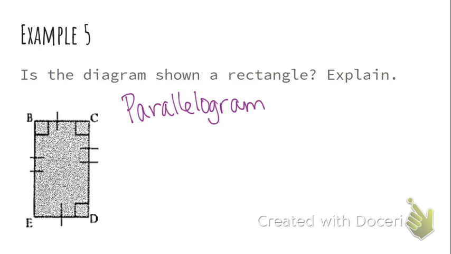I would say yes, this is a parallelogram because opposite sides are congruent. You have both pairs of opposite sides congruent, so it is a parallelogram. Then we need to know if it's a rectangle, meaning it would have all 4 right angles.